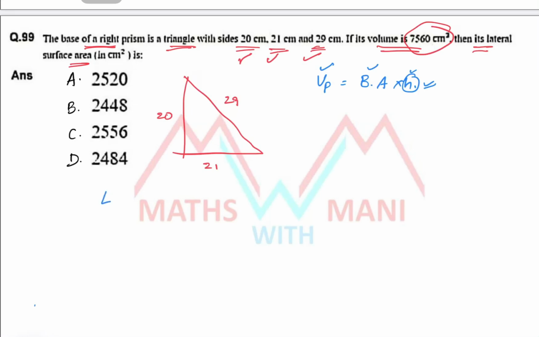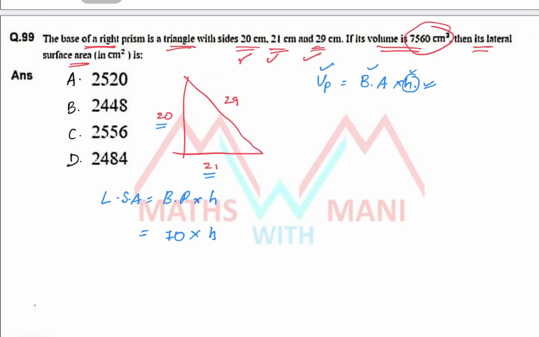Next, lateral surface area. What is the formula for lateral surface area? Base perimeter into height. So I know the base perimeter. What is the base perimeter? 20 plus 21 is 41 plus 29, that is 70, into height. So if I get the value of h here, definitely I can find out.